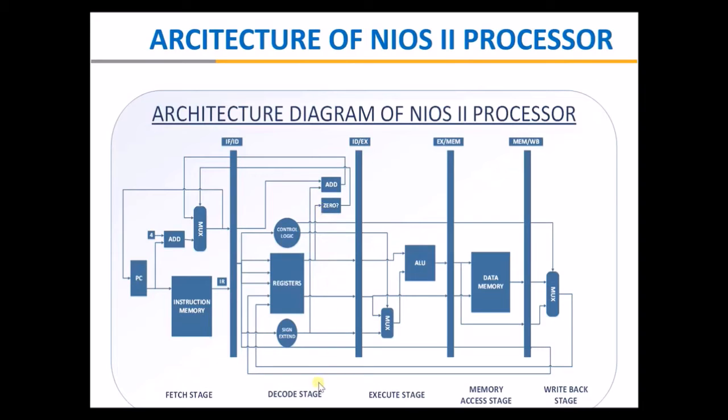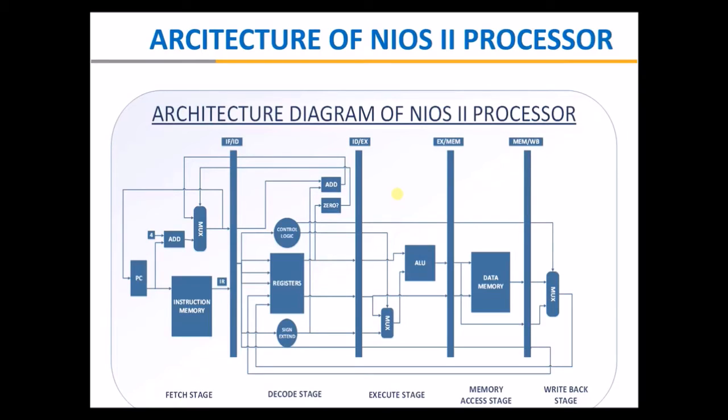Once the results of the decode stage are passed to the execute stage, which is basically an ALU unit, it takes the inputs from the decode stage and performs the corresponding operations.